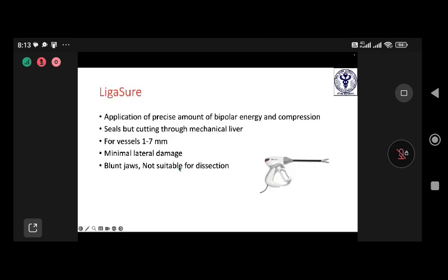And then come the bipolar smart devices like LigaSure, which are based on the application of a precise amount of bipolar energy and compression. These two are combined to make it intelligent, to make it think where to stop. Then it seals through the coagulation of the tissue proteins, collagen and elastin. It also minimizes the lateral damage compared to monopolar cautery. That's what it is used for. If you have the Maryland tip, it will help in dissection. Blunt jaws generally will not help for dissection purposes.